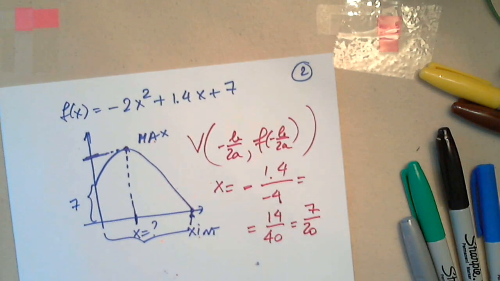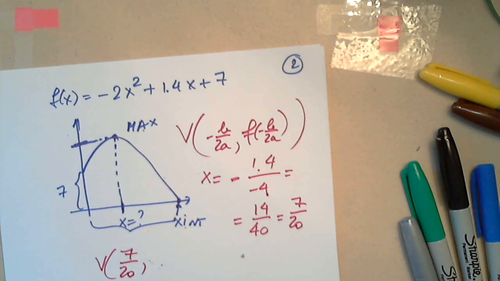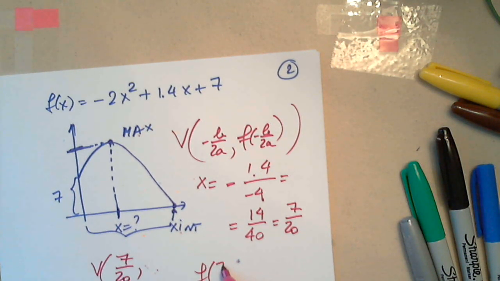So the vertex is 7 over 20, comma, that number which I didn't find yet. So f of 7 over 20. Negative 2 times 49 over 400 plus 1.4 times 7 over 20 plus 7.